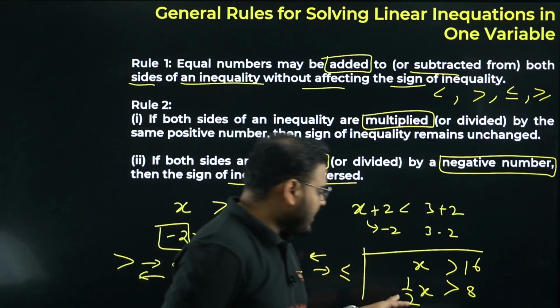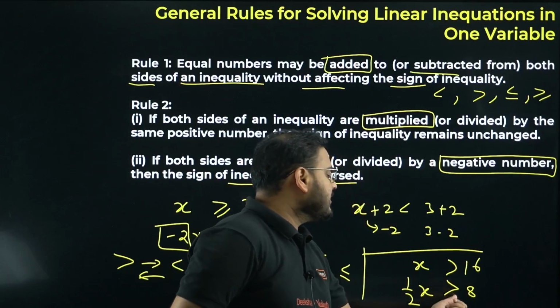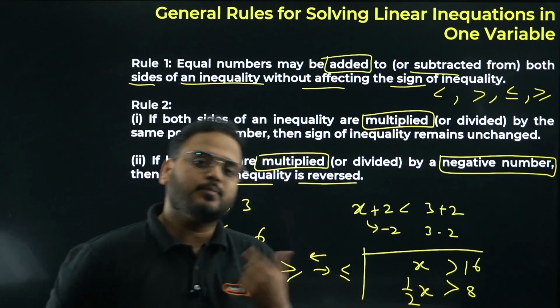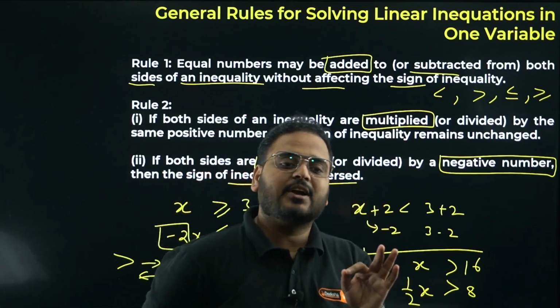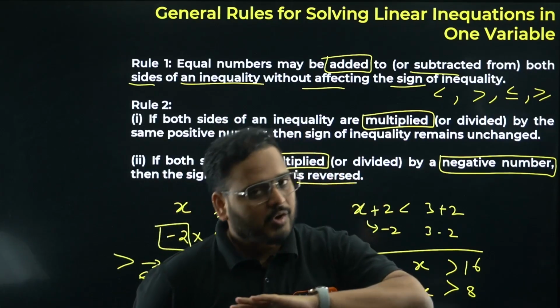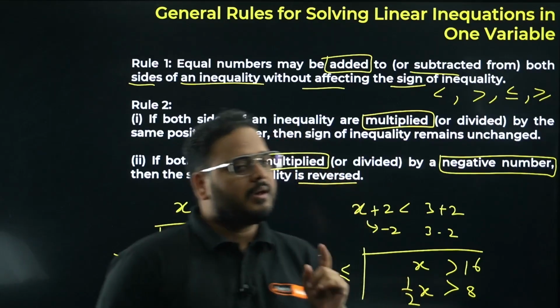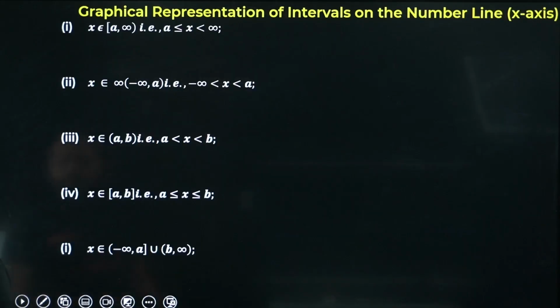So if you multiply with 1 by 2, it's a positive number, yes, so it remains the same, greater than only. But if you take a negative value, it will reverse. So understand this: only in the case of a negative value will the inequality reverse. In all other cases the inequality remains itself. I hope this is clear. Let's move on now. So this is clear, right?